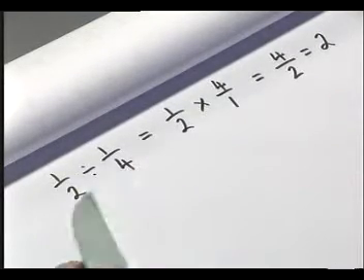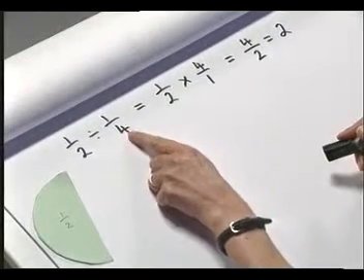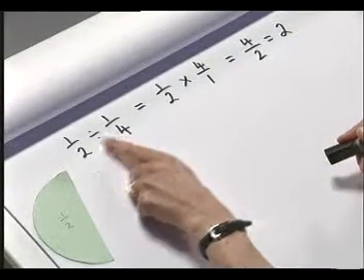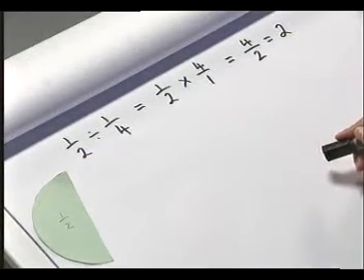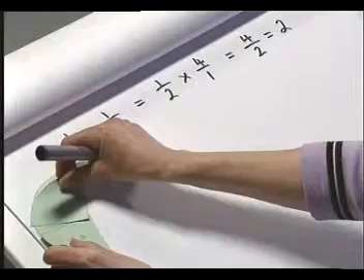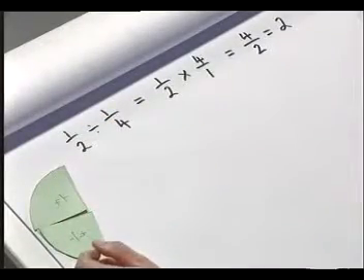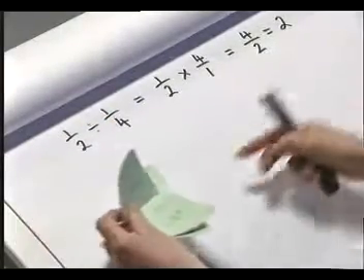So a half divided by a quarter. Well, let's just look at that. That's a half, and that's saying how many times does a quarter fit into a half? Well, we know that our quarter fits into our half 2 times. And that's the answer we had.